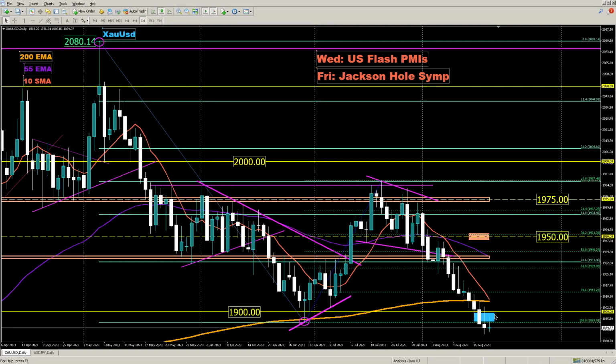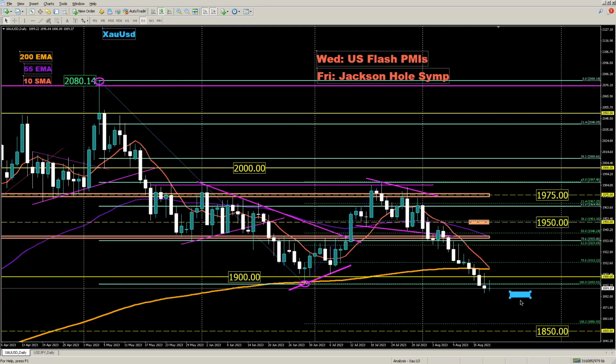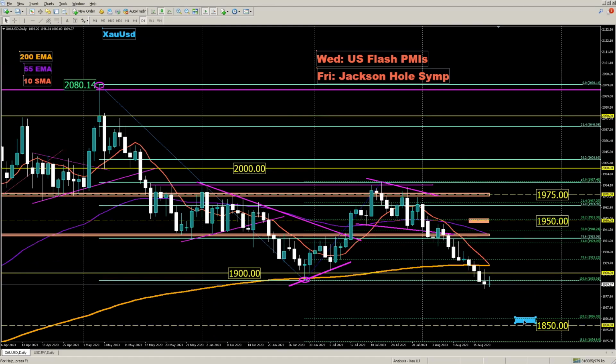So this support zone now has got to go down to this major area of support at the 1857 to the 1850s round figure zone. That's the 138 fib extension of this swing reversal move on a shorter period.